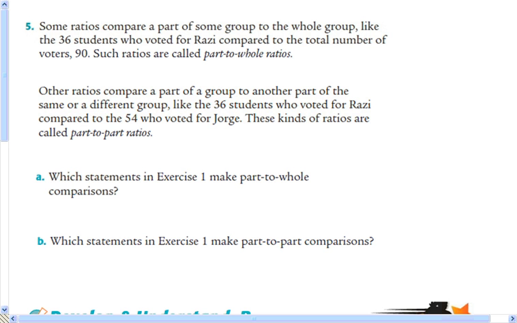Some ratios compare a part of some group to the whole group, like the 36 students who voted for Razi compared to the total number of voters, 90. Such ratios are called part to whole. So if we're talking about the whole group, which in this case is out of 90, then we're talking about part to whole, some number out of 90.